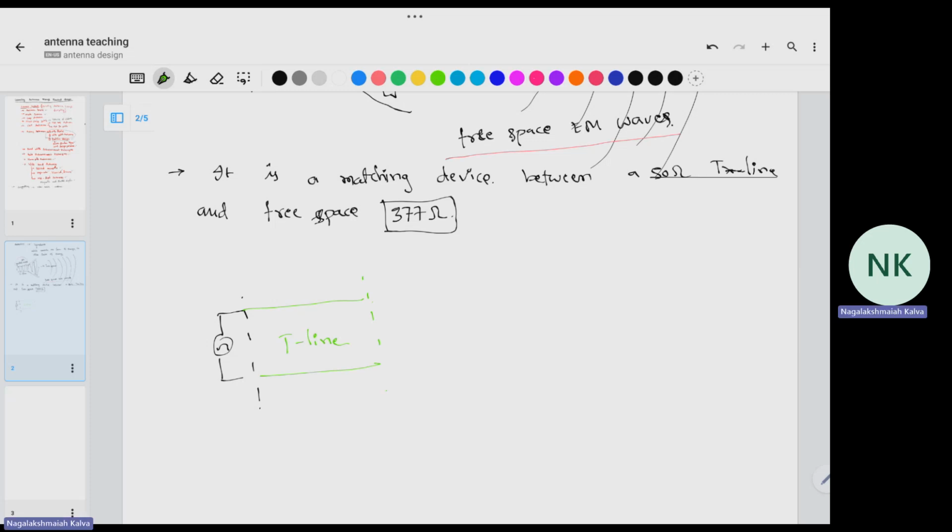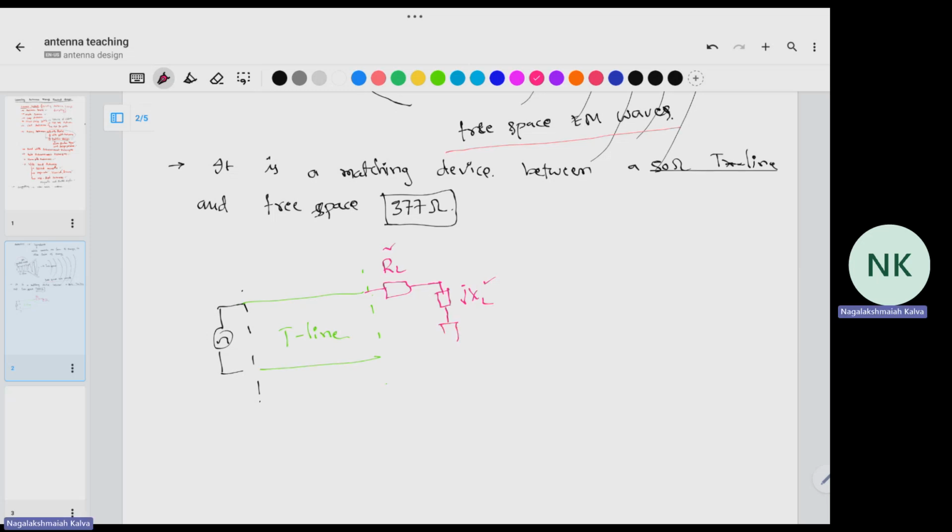So while transferring this energy, we'll have losses. To represent those losses, we are taking RL plus jXL, so real part as well as imaginary part, both will be there. And it will have some radiation resistance, which is connected to free space. And this radiation resistance is grasping the power and radiating into free space. So here, what is the importance of this RL and jXL?